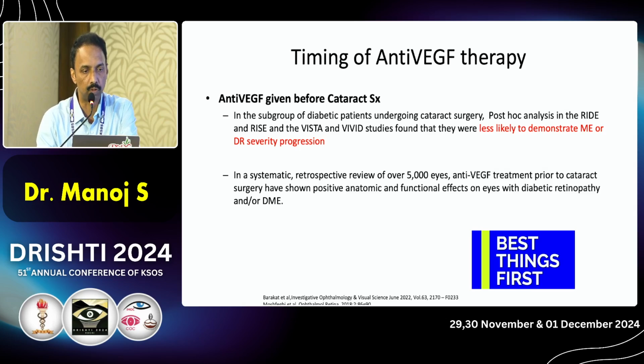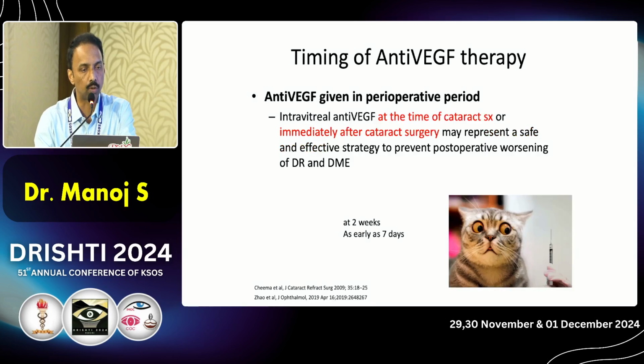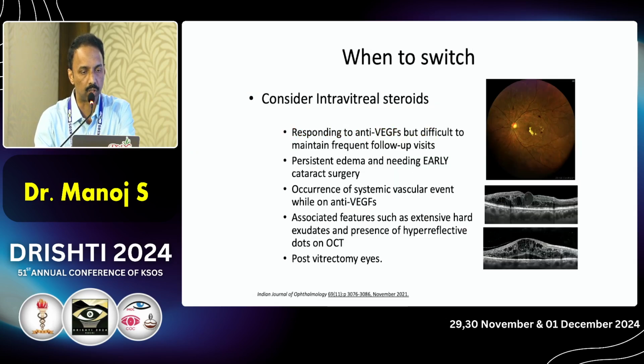Now, regarding the timing of anti-VEGF therapy, once you've decided to give anti-VEGF therapy, when should you give it? It is best given before cataract surgery, because we have large data from all the multicentric trials that if given before cataract surgery, they are less likely to demonstrate worsening of macular edema and diabetic retinopathy severity. There are also reports of anti-VEGF given in the perioperative period, that is, at the time of cataract surgery and immediately after the cataract surgery. So this is also an effective strategy to prevent postoperative worsening.